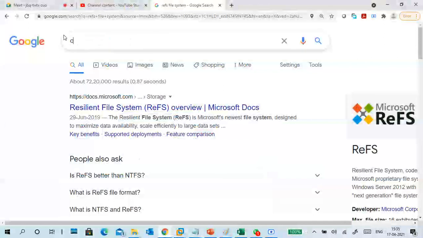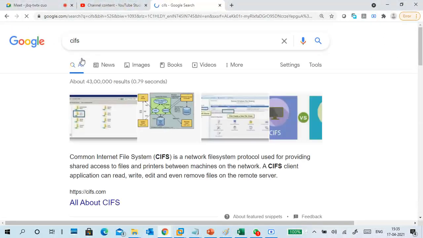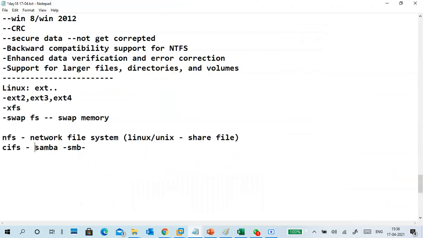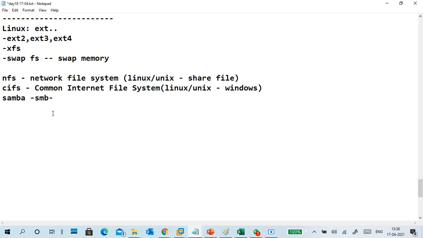CIFS is a big definition actually: Common Internet File System. When you are sharing things between Linux or Unix and Windows, this is more useful. Linux to Linux, and Linux to Windows, the CIFS file system is also used. Another one is Samba. Actually, it is not CIFS, it is an SMB share like that. So that is the Samba file system.